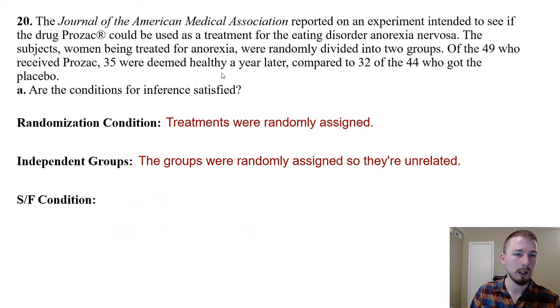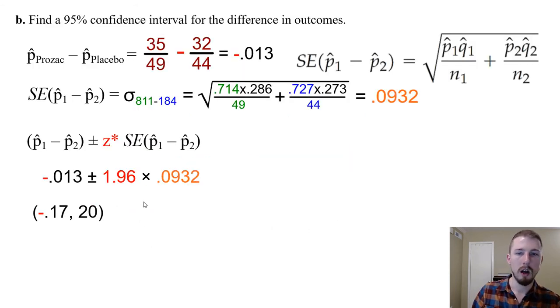We had 12 that didn't, and over here we had 35. Yeah, we had 14 that didn't. So that's true. There are at least 10 that did and 10 that didn't for both groups. Find a 95% confidence interval for the outcomes. Okay, so those are our two proportions there.